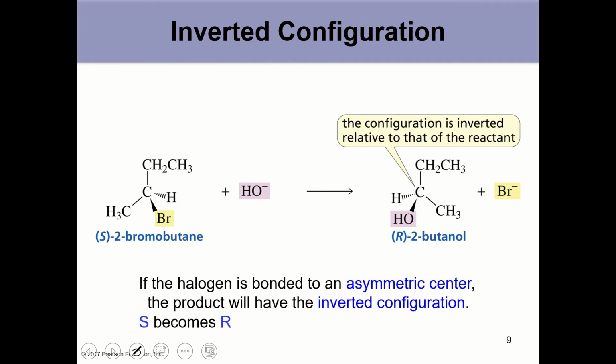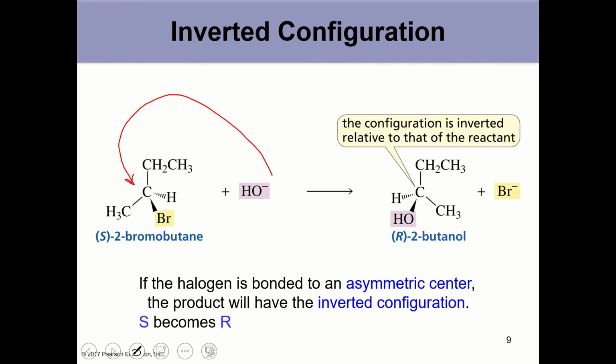Inverted configuration. In an SN2 reaction, because the bond breaking and the bond forming occur simultaneously, the product ends up with an inverted configuration compared to the reactant. So if the reactant is S-2-bromobutane, the product will be R-2-butanol. So we invert configuration from S to R between reactant and product when we have an SN2 reaction.